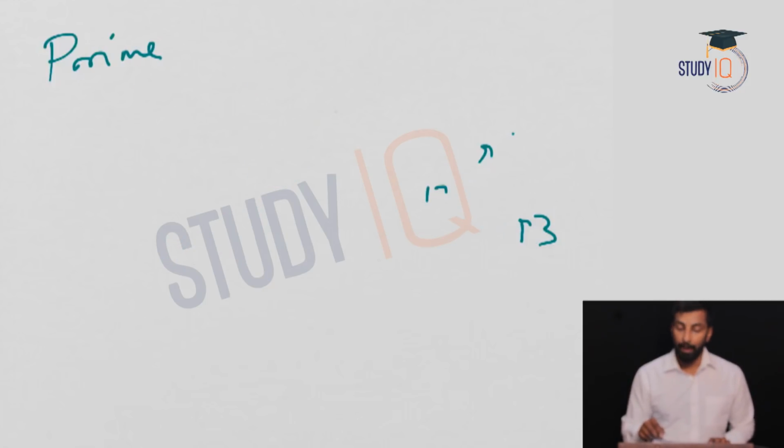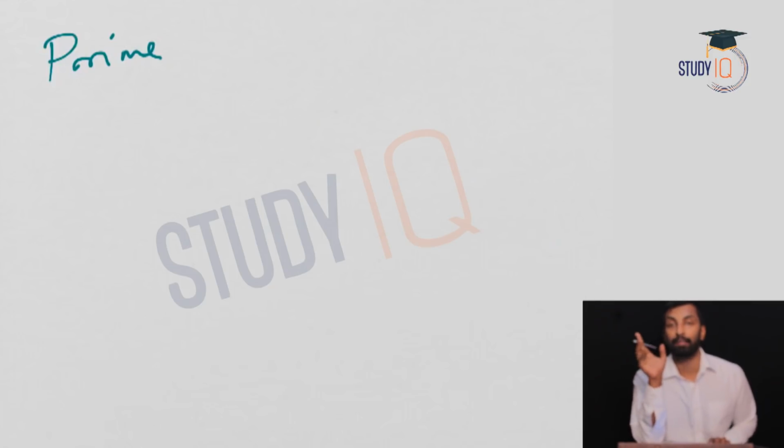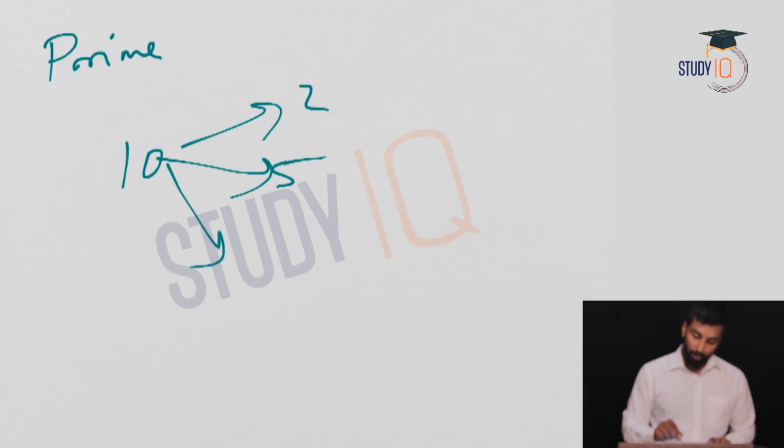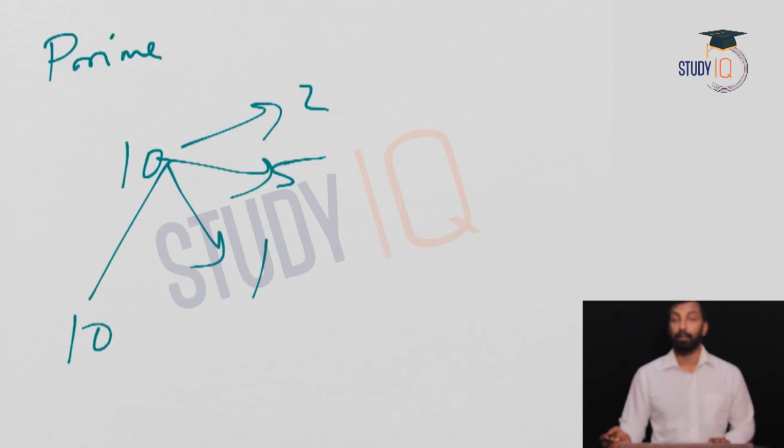Numbers other than prime numbers are composite numbers. Basically, numbers which have more than 2 factors are composite numbers. You take 10. 10 is a composite number. Why? 2 is a factor, 5 is a factor, 1 is a factor, 10 is a factor. More than 2 factors. So we call it a composite number.